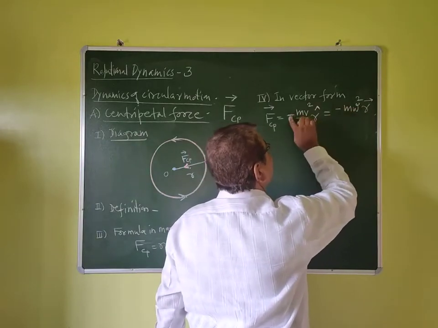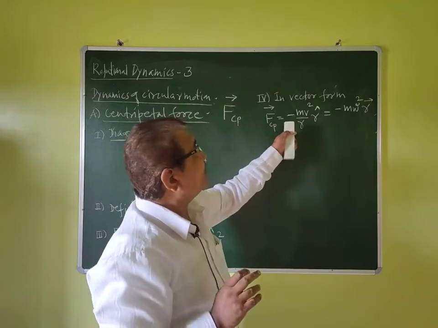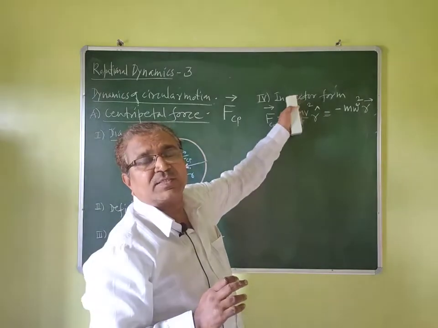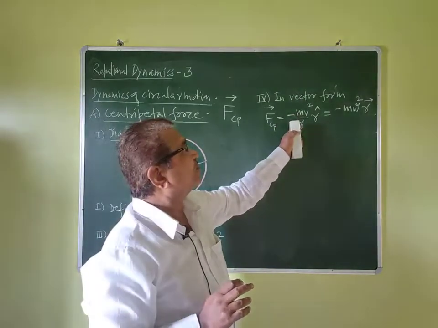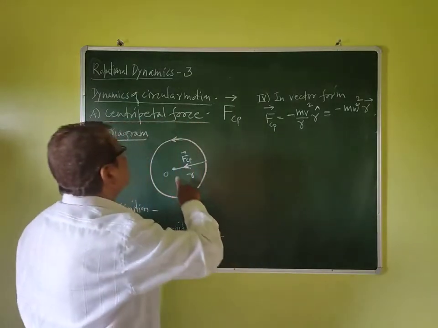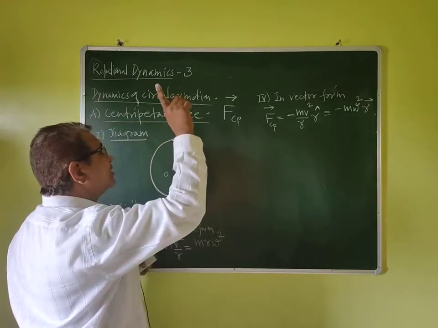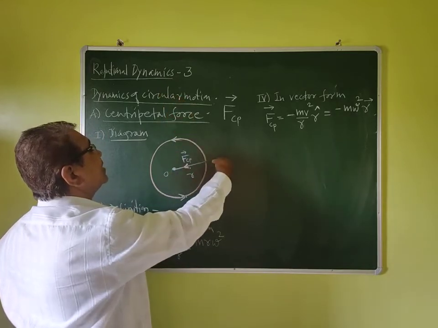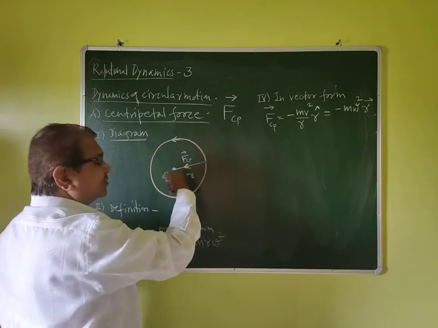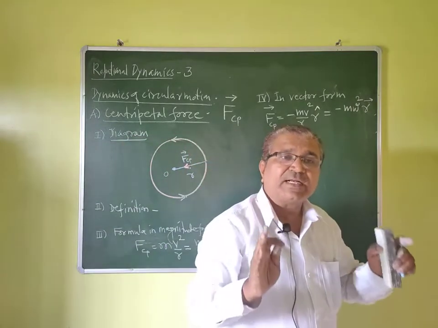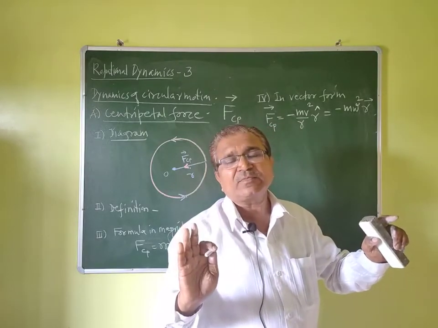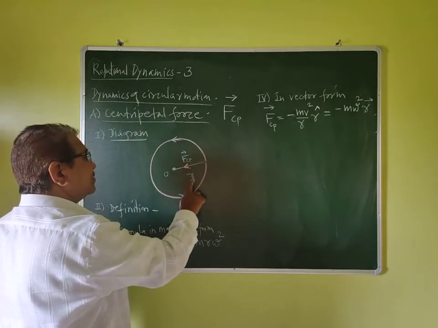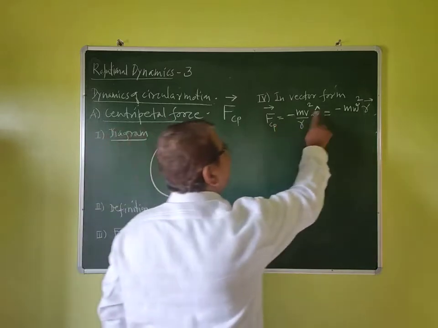Then the question arises, what is the meaning of the negative sign? This is the vector representation of centripetal force. The negative sign indicates that, as we learned in the first article, the direction of the radius vector is away from the center and the direction of the centripetal force is towards the center. So centripetal force and radius vector are oppositely directed. This is the meaning of the negative sign.